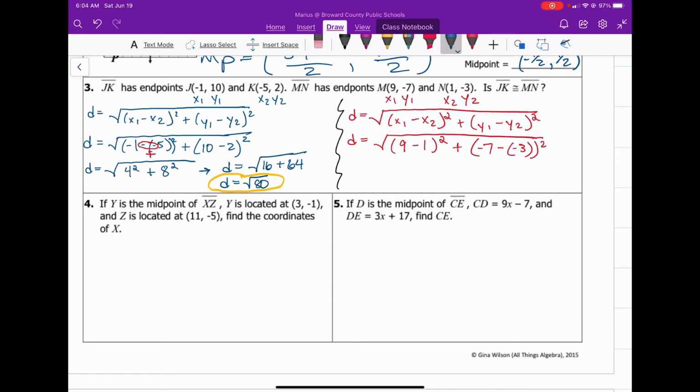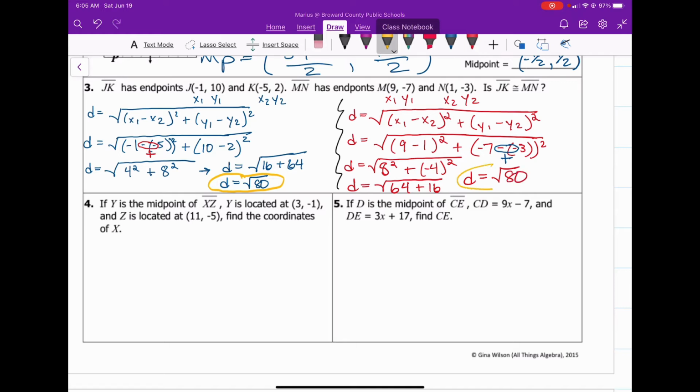Now remember, we have our double negative here, so that really becomes -7 plus 3. So d equals, this is going to become 8 squared plus -4 squared. 8 squared is 64 and -4 squared is +16. When you add those, you get d is equal to the square root of 80.